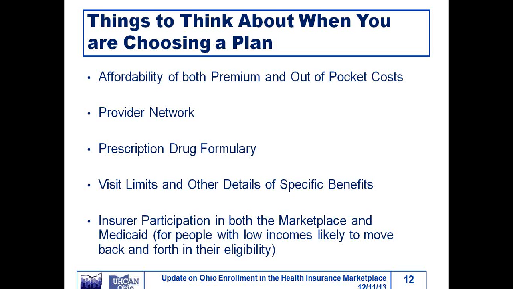The other thing is, if you or somebody you're helping is likely to be going back and forth between Medicaid eligibility and the marketplace because your income goes back and forth above 138% and below 138% of poverty, you may want to look at an insurance company that is both in the marketplace and Medicaid. There are several Medicaid managed care plans serving the Medicaid population in Ohio that are also offering on the exchange. That way you can stay in the plan when your income changes.